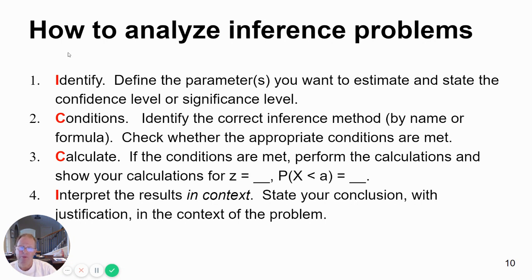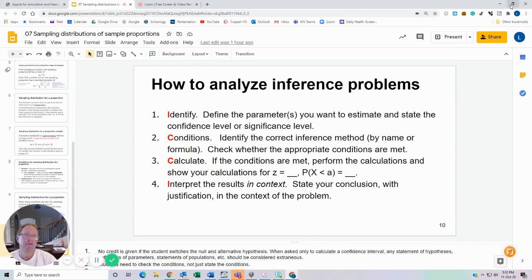Identify: in the first part of your answer, we want you to define the parameter that you want to estimate. Secondly, you want to check the conditions. That is, you want to identify the correct method that you're using by name or formula and check whether the appropriate conditions have been met. Next, you do your calculations. If all the conditions are met, then you perform the calculations for the z-score and for your probability. Finally, you interpret the results in context. That is, you state your conclusion with justification, and of course, we want you to add context. So let me show you what that looks like in the context of a problem.